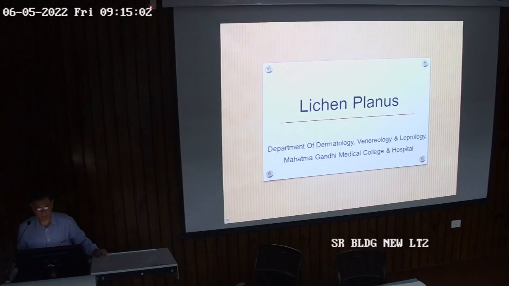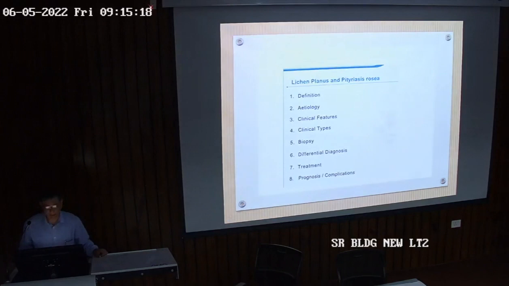So today we'll be discussing lichen planus. It's another important diagnosis or condition that we usually face in day-to-day practice in dermatology. So what exactly is lichen planus? We'll cover all the headings in lichen planus.